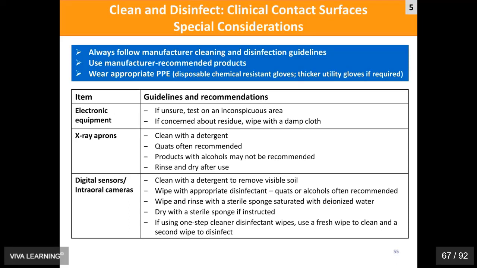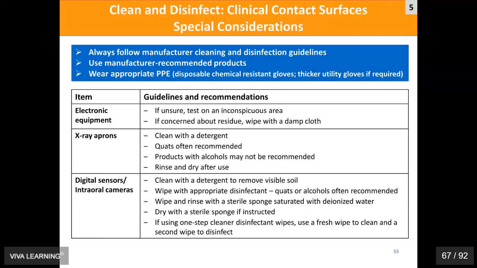Here are some guidelines. Electronic equipment, if you're concerned about residue, wipe it with a damp cloth. X-ray aprons often have that plastic covering. Clean with the detergent. Quats are often recommended. Alcohol can be really hard. It can make that plastic dry, brittle, and crack. And those things are expensive.